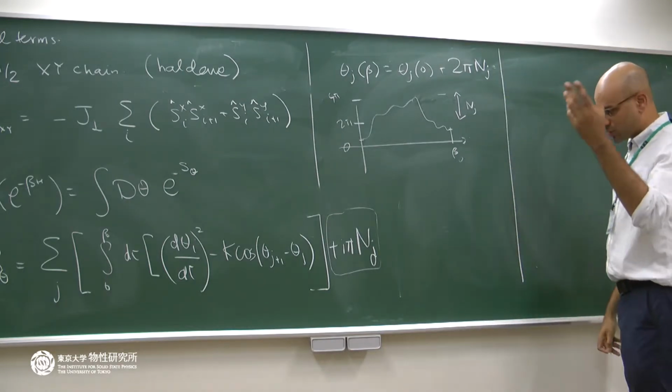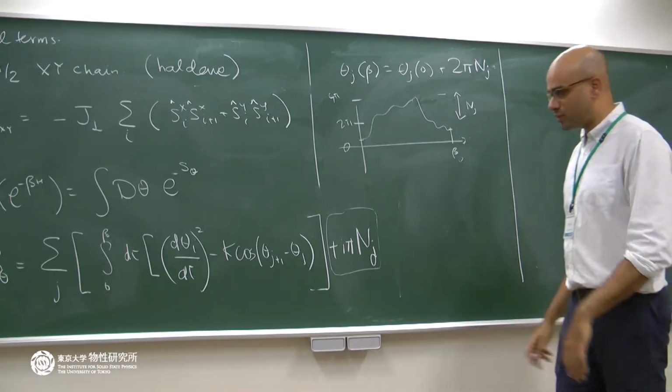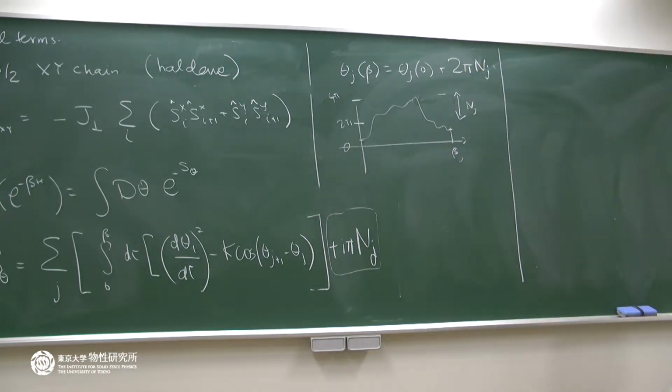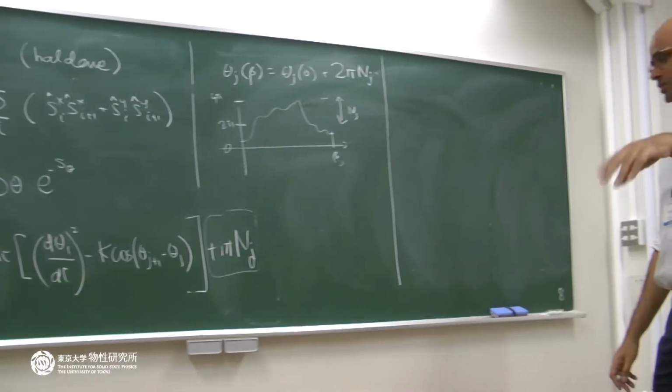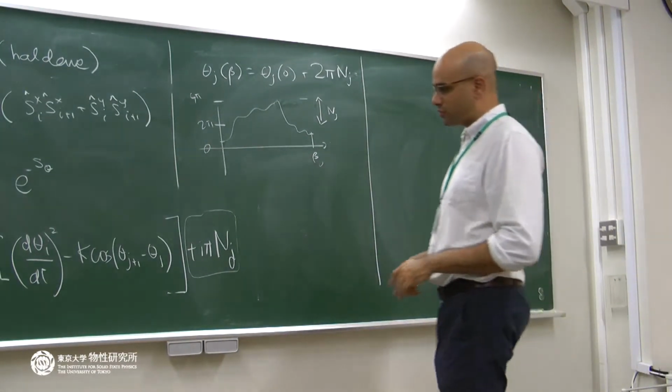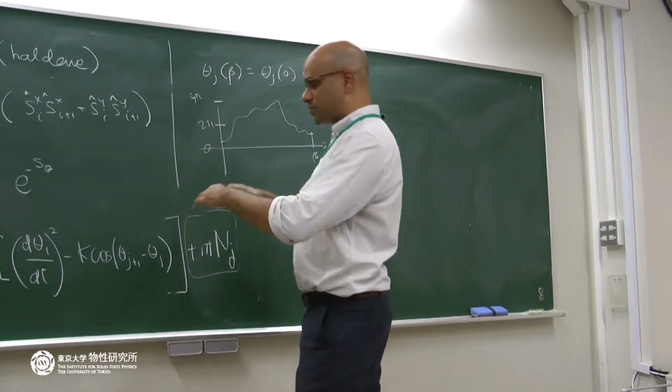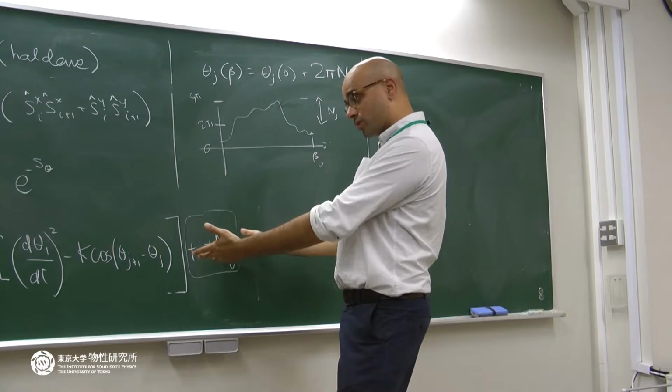You can do it by spin coherent state, but there's also a simpler way you can do it with just a quantum rotor. So now, as Anders pointed out, there are different ways you can map this to various different StatMech problems in one higher dimension. This is one of them.